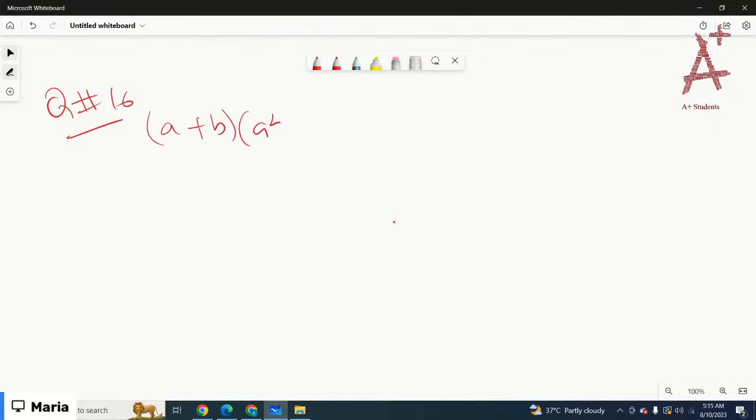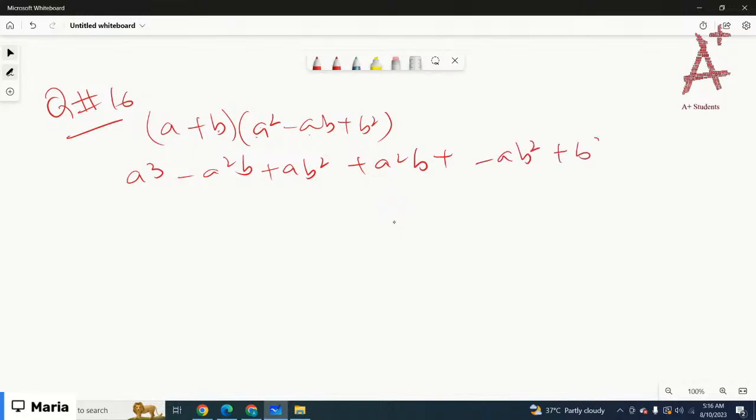A plus b, a square minus ab plus b square, right? Just multiply them. A times a square is a cube, a times negative ab is minus a square b, a times b square is ab square. Same thing you have to do with b. B times a square is a square b, b times negative ab is negative ab square, and b times b square is b cube. I think the rest of the things will cancel out. You are left with negative a square b and positive a square b cancel, ab square and negative ab square. So you are left with a cube plus b cube, right?